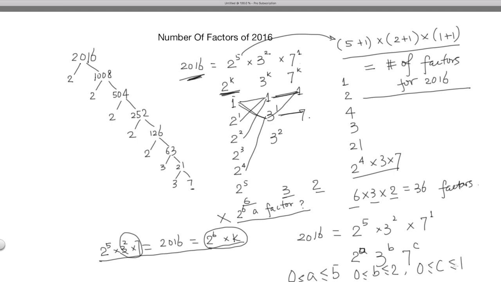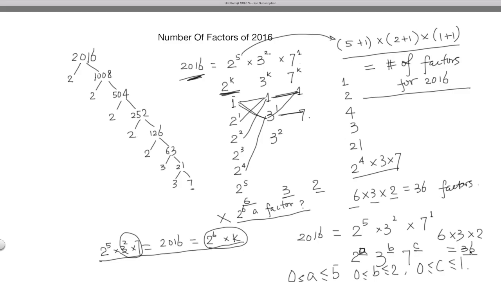And all of them are non-negative integers. So how many possible choices for A, how many choices for B, and how many choices for C? This is the so-called product principle. For A, there are 6 choices, because from 0 to 5 inclusive is 6 choices, times 3 choices for B, and times 2 choices for C. And that goes to 36. And that's the way to find the number of factors of 2016.